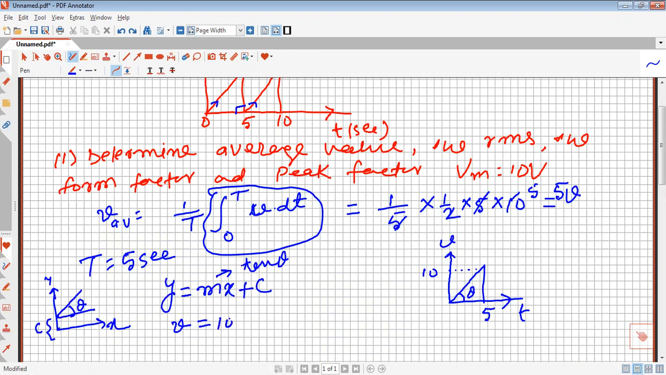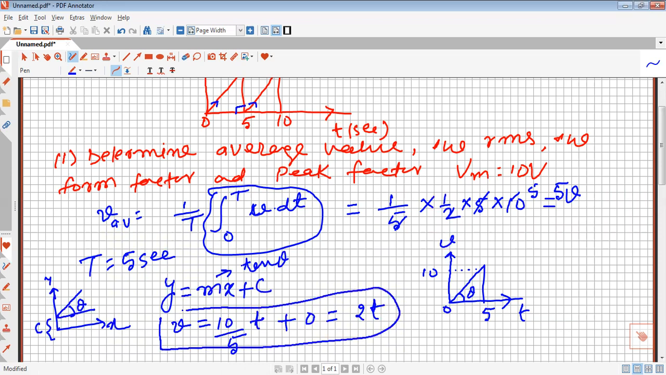10 divided by 5. And on the x-axis, there is the time axis. So we have to multiply it by t, and plus c. C is the y-intercept. So what is the y-intercept? The y-intercept here is 0. So it is 2 into t. So the equation of the instantaneous voltage we have obtained.